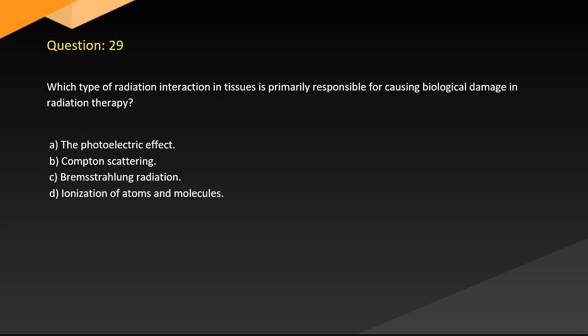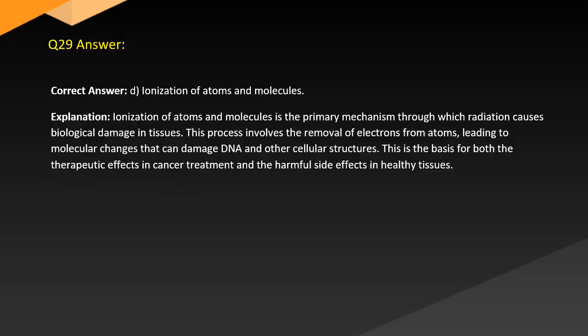Question 29. Which type of radiation interaction in tissues is primarily responsible for causing biological damage in radiation therapy? A. The photoelectric effect. B. Compton scattering. C. Bremsstrahlung radiation. D. Ionization of atoms and molecules. Answer. Correct answer: D. Ionization of atoms and molecules.